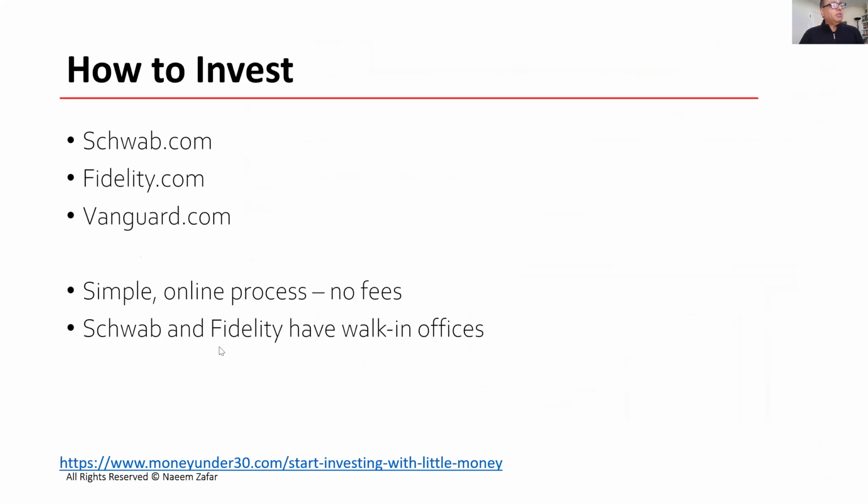Okay, so how do you want to do it? You basically go to one of these three safe, large, trusted names: Schwab, Fidelity, and Vanguard. Vanguard specializes in mutual funds and ETFs. At Schwab, you can buy individual shares as well as ETFs, and everybody else's, not just Schwab's things. And you can walk in physically to Schwab or Fidelity offices. They're all over town, and sit down with someone and say, hey, I want to open an account. It's that simple a conversation.